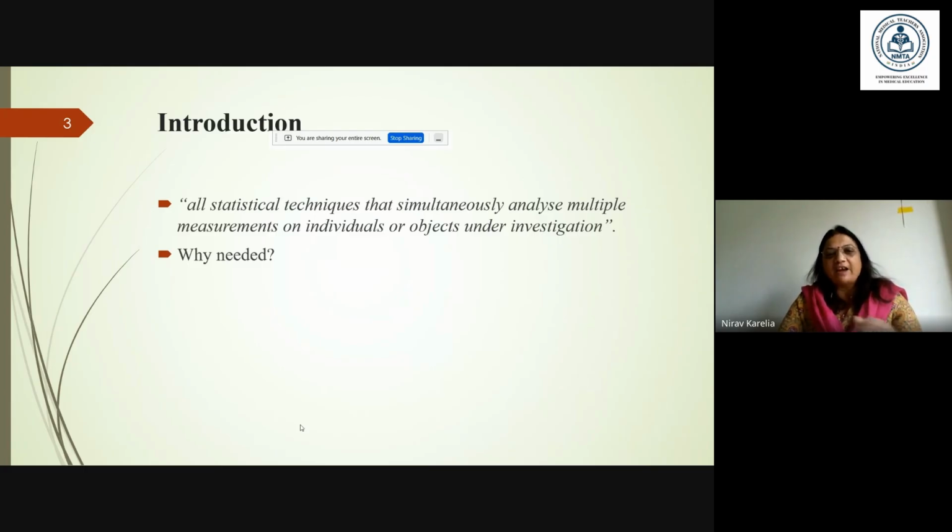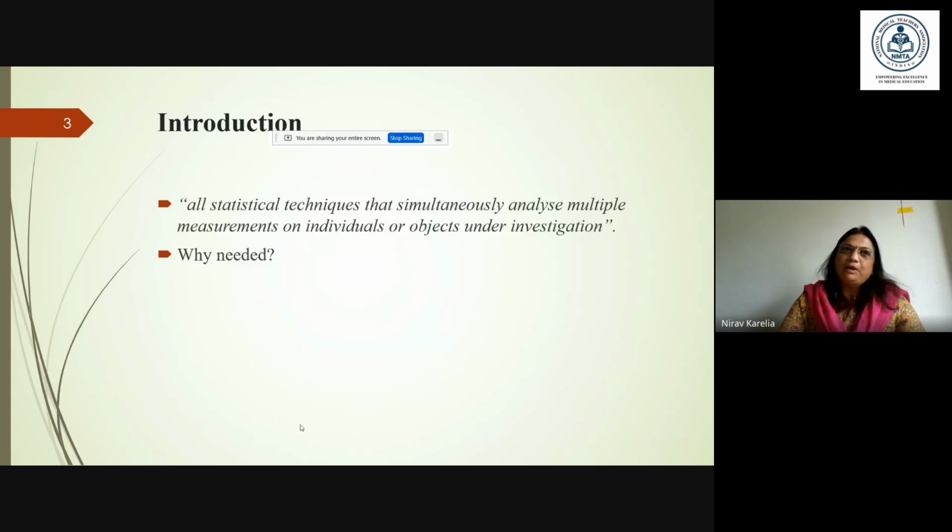In this technique, you simultaneously evaluate all the variables at the same time by different techniques or methods, depending on your project, research or objectives. Now, why do we need multivariate analysis?